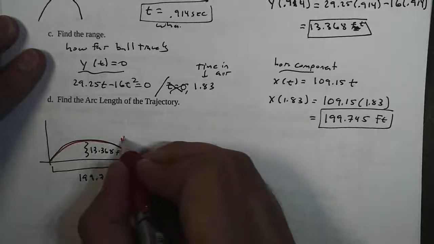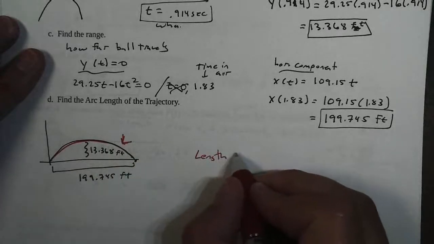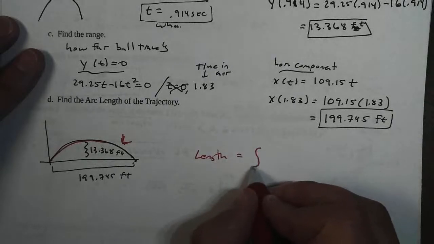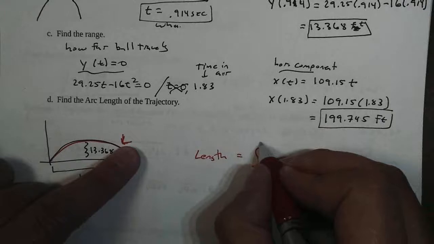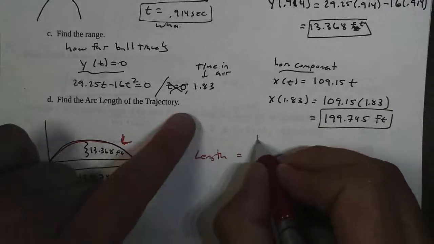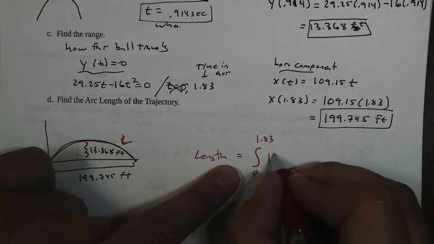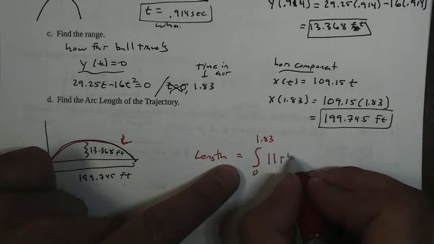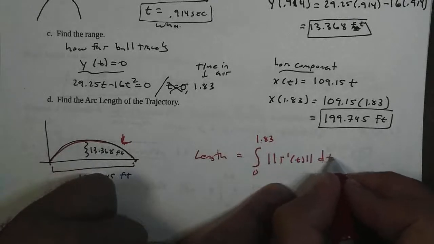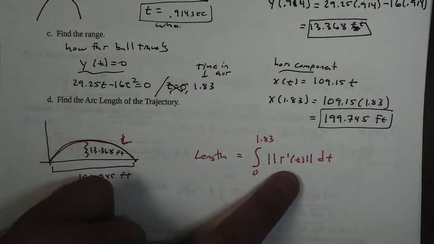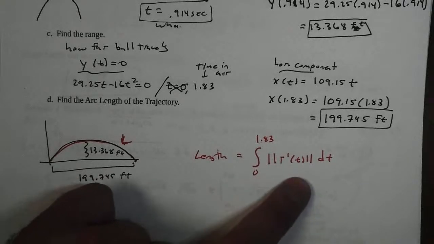To get that length, that arc length, or S, we're going to use our new integral rule. From 0, that's where I'm starting, to 1.83, where I finished, and that's going to be the magnitude of r prime of t, of our velocity. Remember, this is my velocity graph, right? That's my velocity. The magnitude of the antiderivative of velocity is going to give us total distance traveled here.